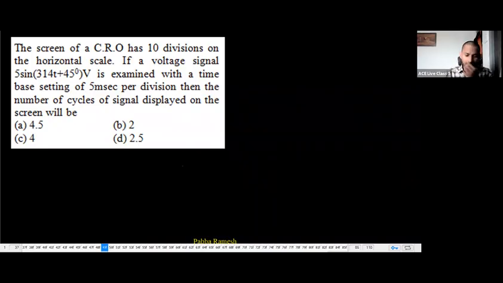Right. See, a CRO screen has 10 divisions on horizontal scale. If a voltage signal is given and examined with a time-based setting of 5 millisecond per division, then the number of cycles of signal displayed on the screen will be? So how many cycles? This type of model we have already done.